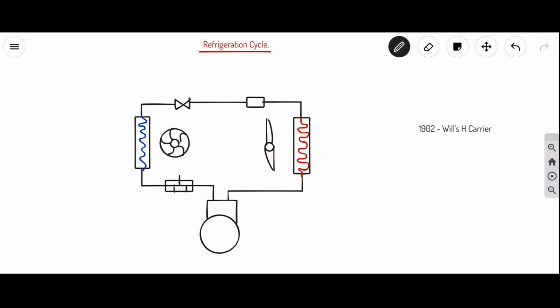Now, when it came to the market, you know that from 1950s to 2010, the air conditioning industry everywhere, commercial, industrial, everywhere, has grown up.